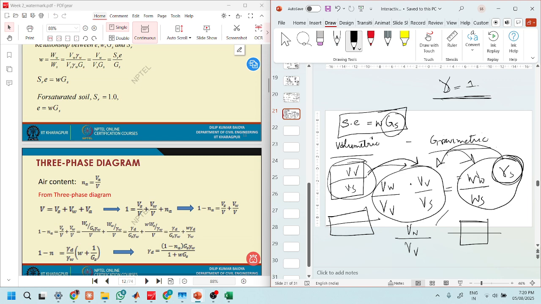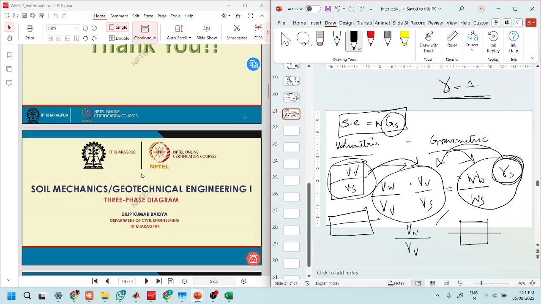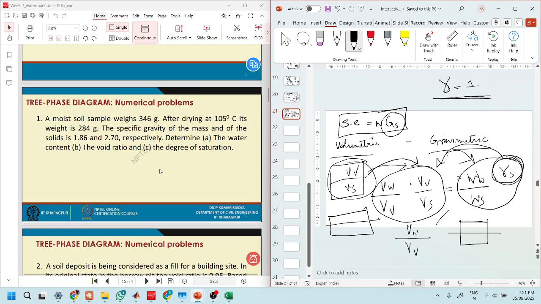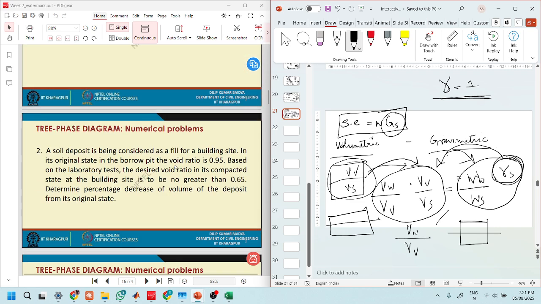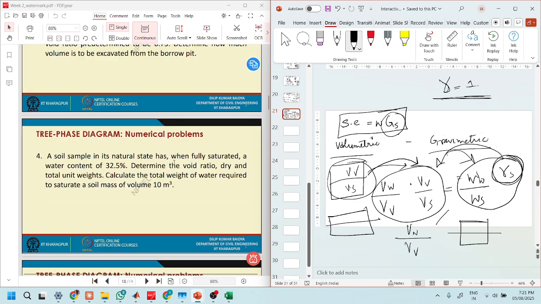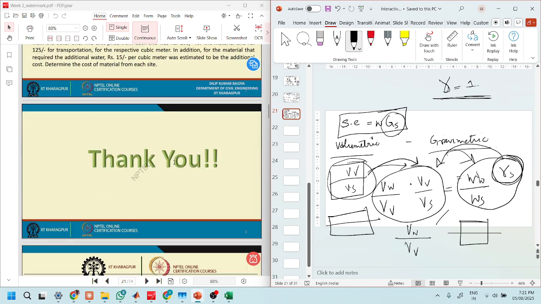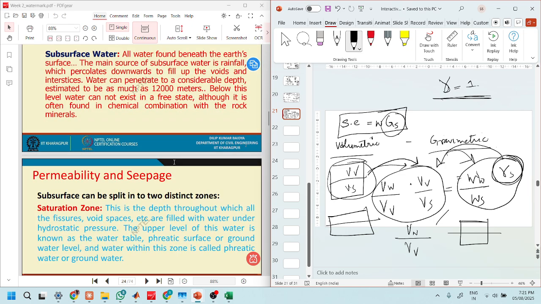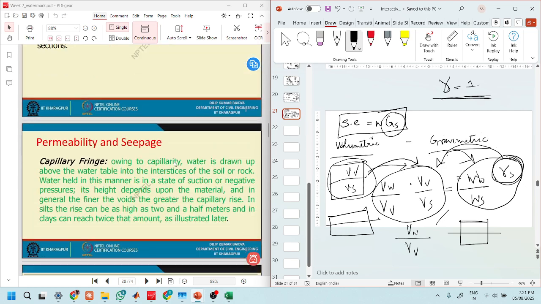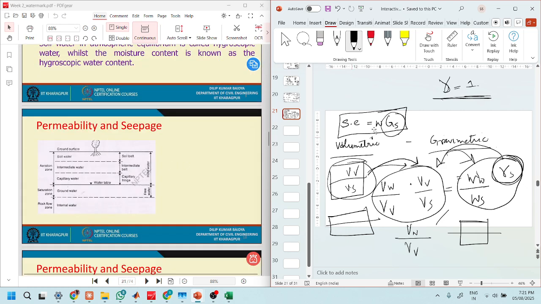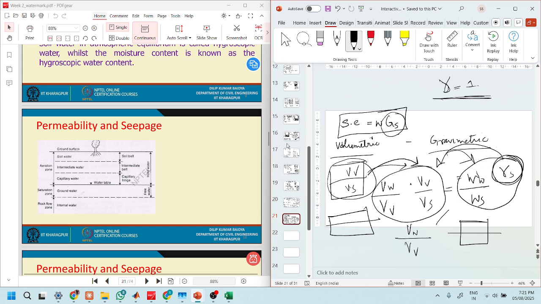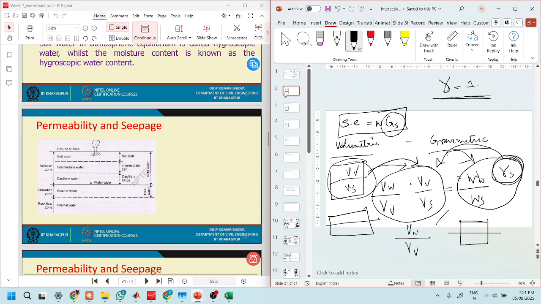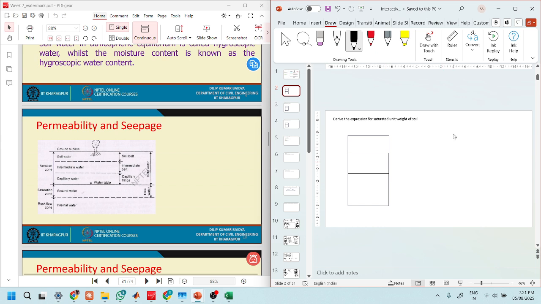So now we can move on to some numerical problems. Okay, so we will consider in the next class. So let us do some numerical problems. Next up. Let's see. Okay.